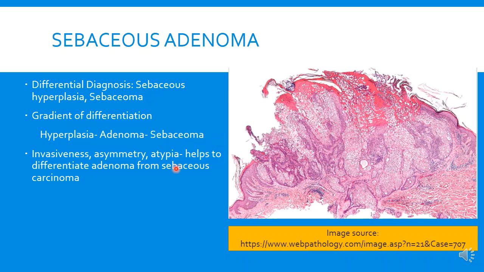When you have invasiveness, asymmetry, and atypia, it helps to differentiate adenoma from sebaceous carcinoma. If you notice, this is a well circumscribed, rounded tumor, and it comprises mature sebocytes, and the undifferentiated basaloid cells constitute less than 50% of the tumor cells. So there is no problem in diagnosing this as sebaceous adenoma.